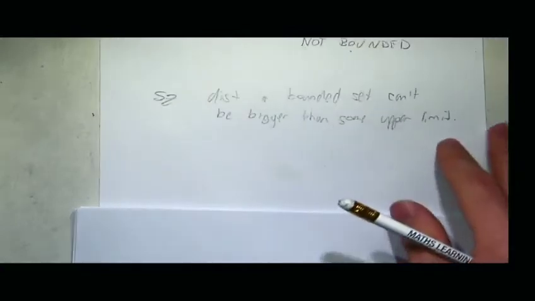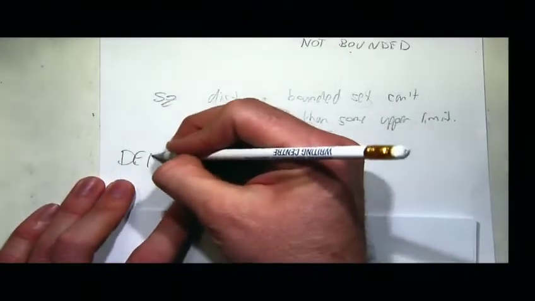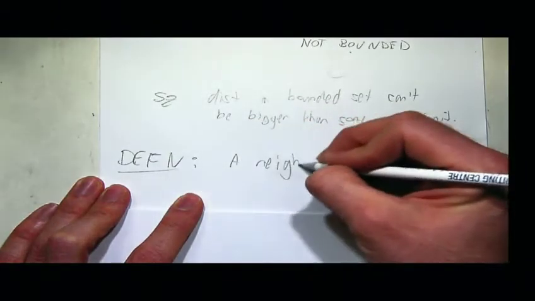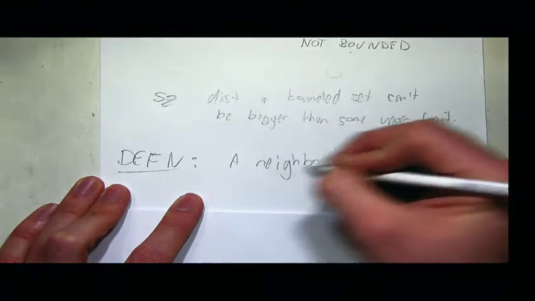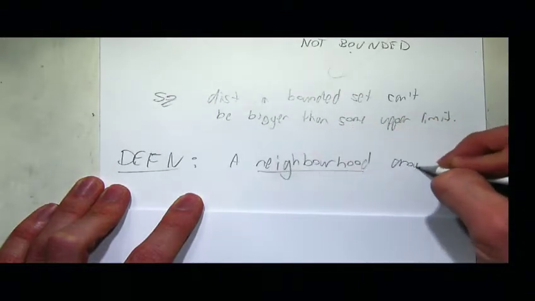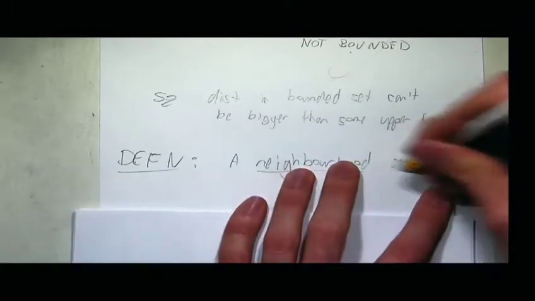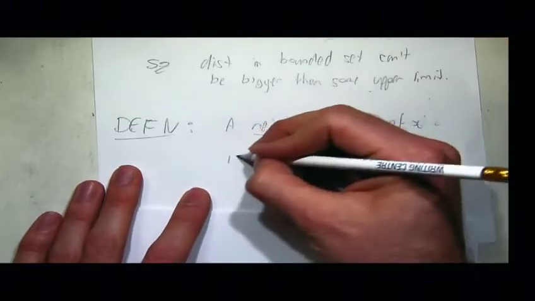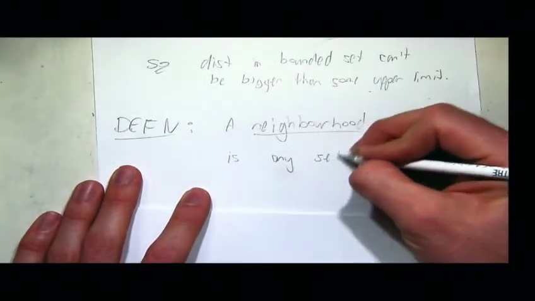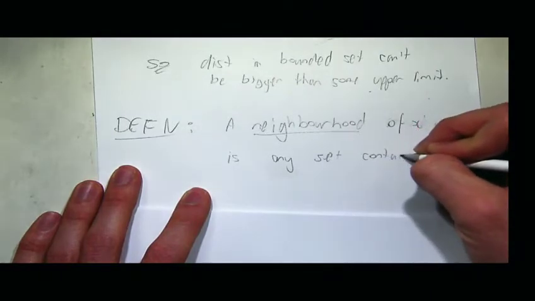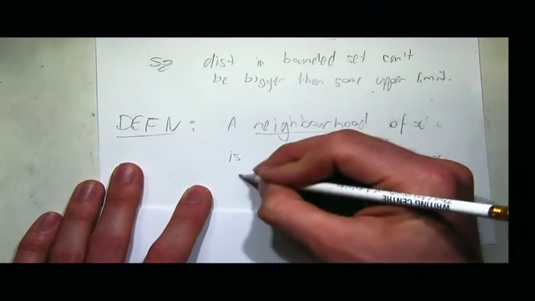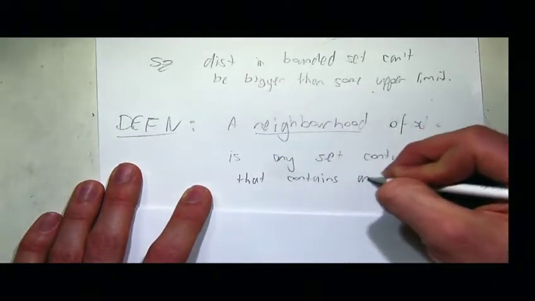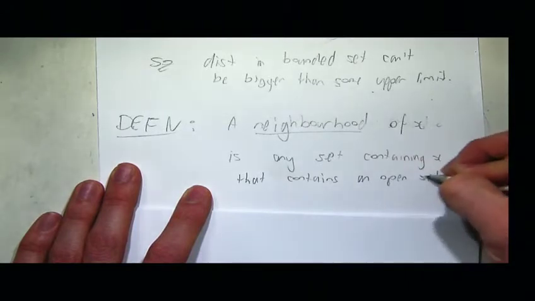And then the final definition, got all these terminologies. This one's more of a terminology than anything else. A neighbourhood of X, sorry, of X is any set containing X that contains an open set.